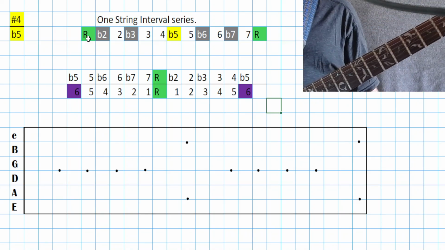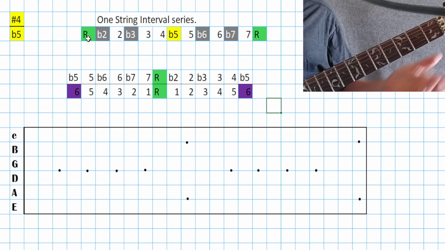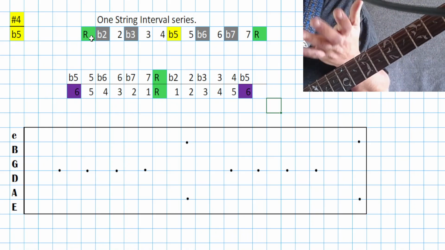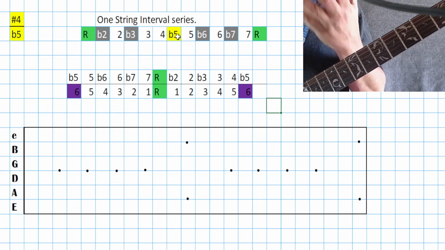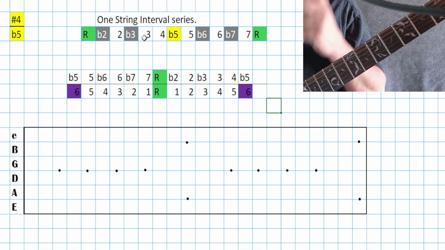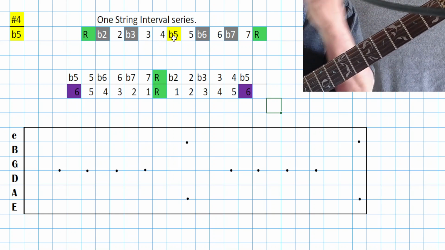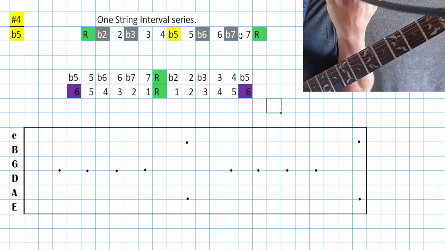You can hear it's got its own cool sound, so that's why people would do that. So what I've done there is I've raised the fourth. My scale has 1, 2, 3, but the 4 was changed, slid up to this yellow note. Then the 5, 6, and 7 were the same.